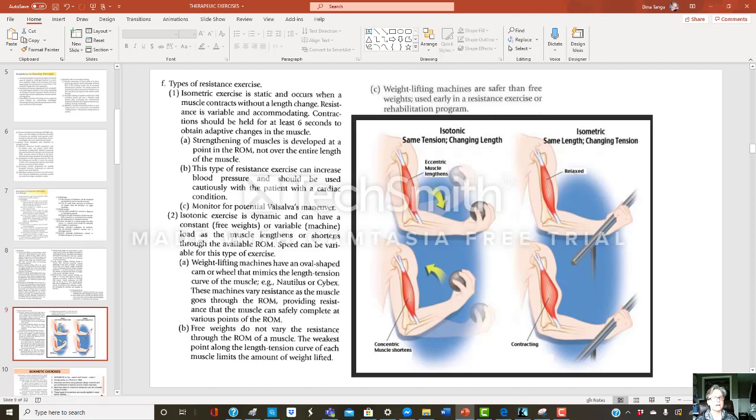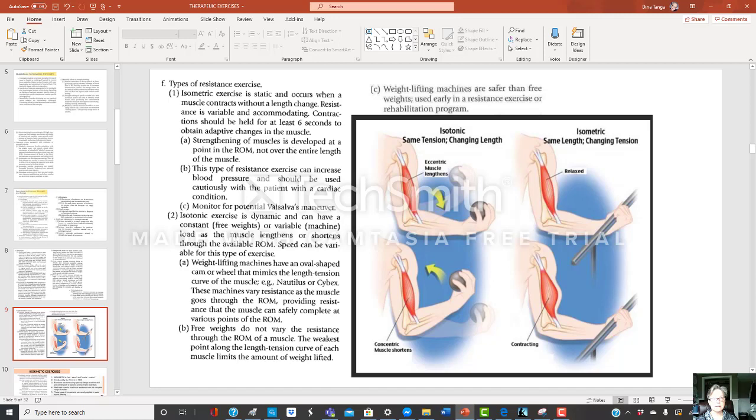Types of resistance training. Isometric exercise is static and occurs when a muscle contracts without a length change. Resistance is variable and accommodating. Contraction should be held for at least 6 seconds to obtain adaptive changes in the muscle.